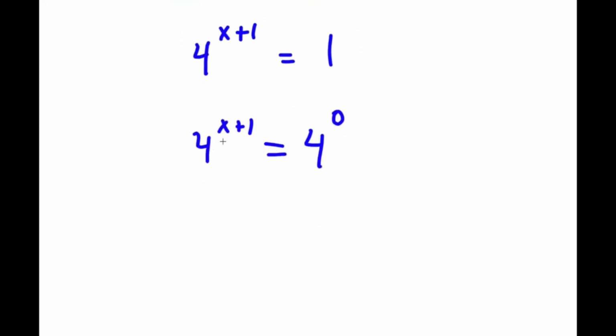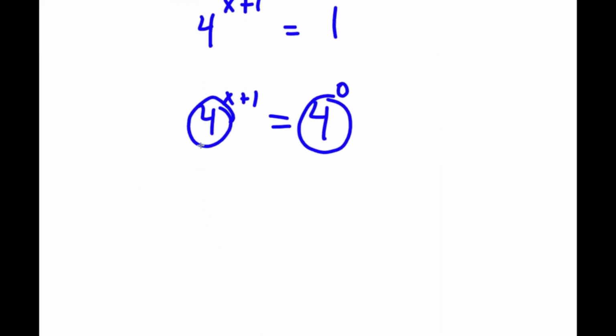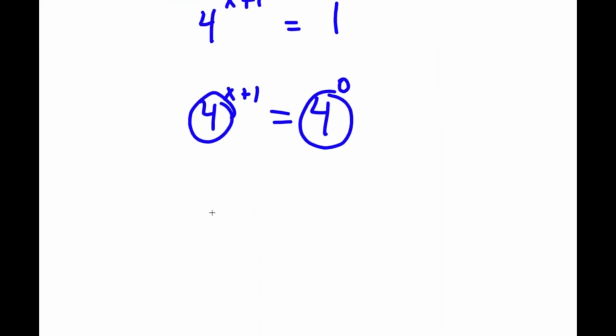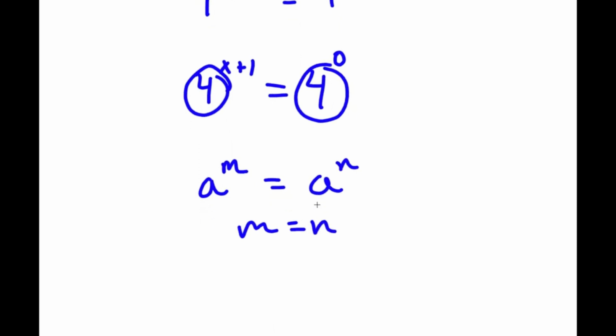And the reason I did that was to make these two bases the same. So now, if I have something in the form a to the power of m is equal to a to the power of n, this means that m is equal to n. So I simply just set the exponents equal to each other.